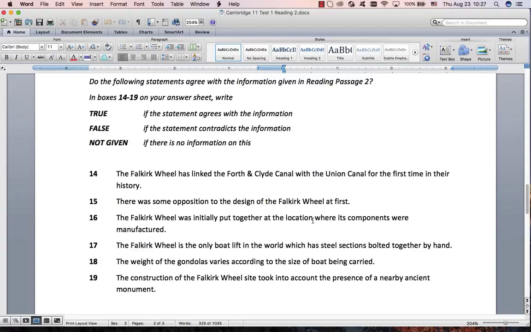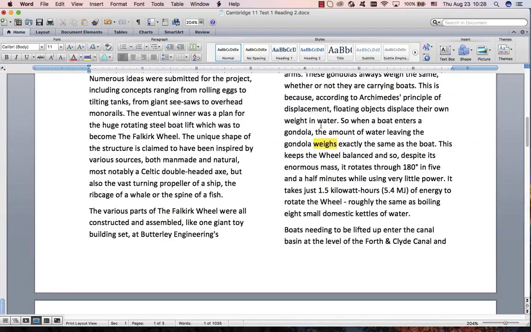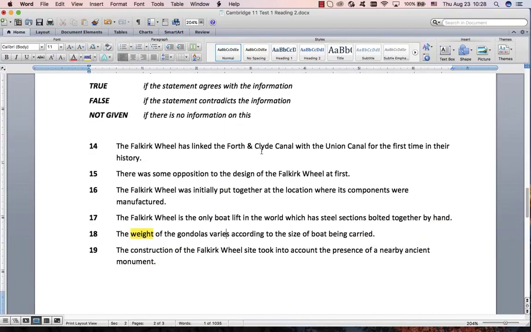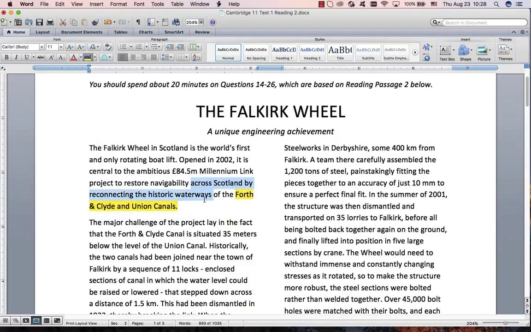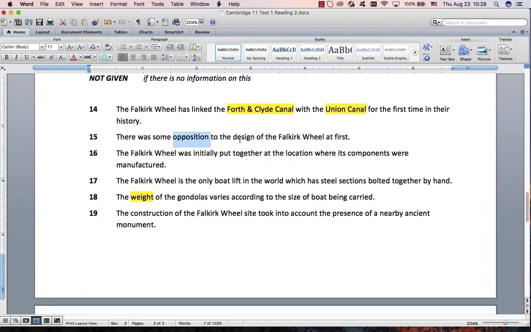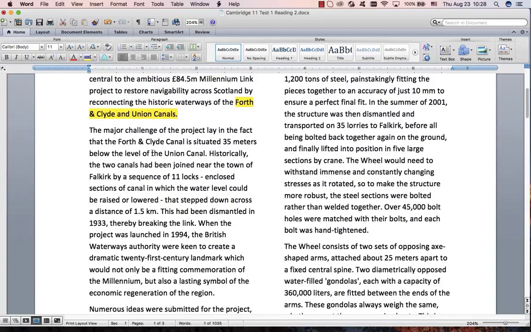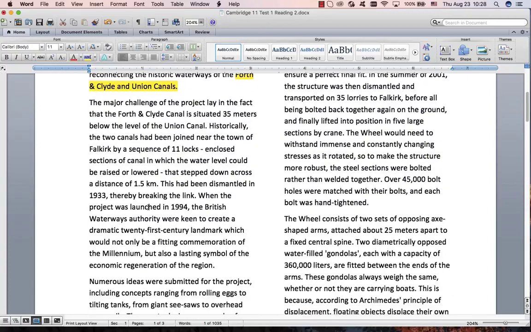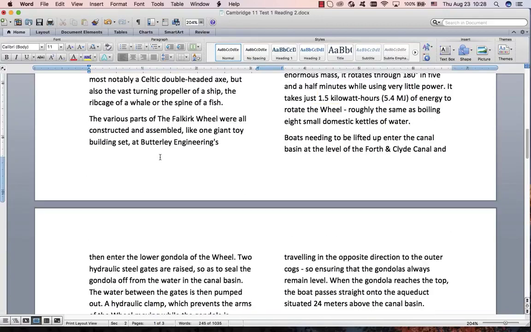Alright, on to the true, false, not given. So, we found this in the previous section, and that was over here. Let's see what else we can find. These two are nice to scan for, and I'm guessing it's going to be at the beginning. Let's just check. Yes, that's over there. Okay, no problem. Opposition, design. "At first" is quite nice to scan for. Something about opposition, design. I don't see it. Here's ideas. I don't see it. Let's skip it.